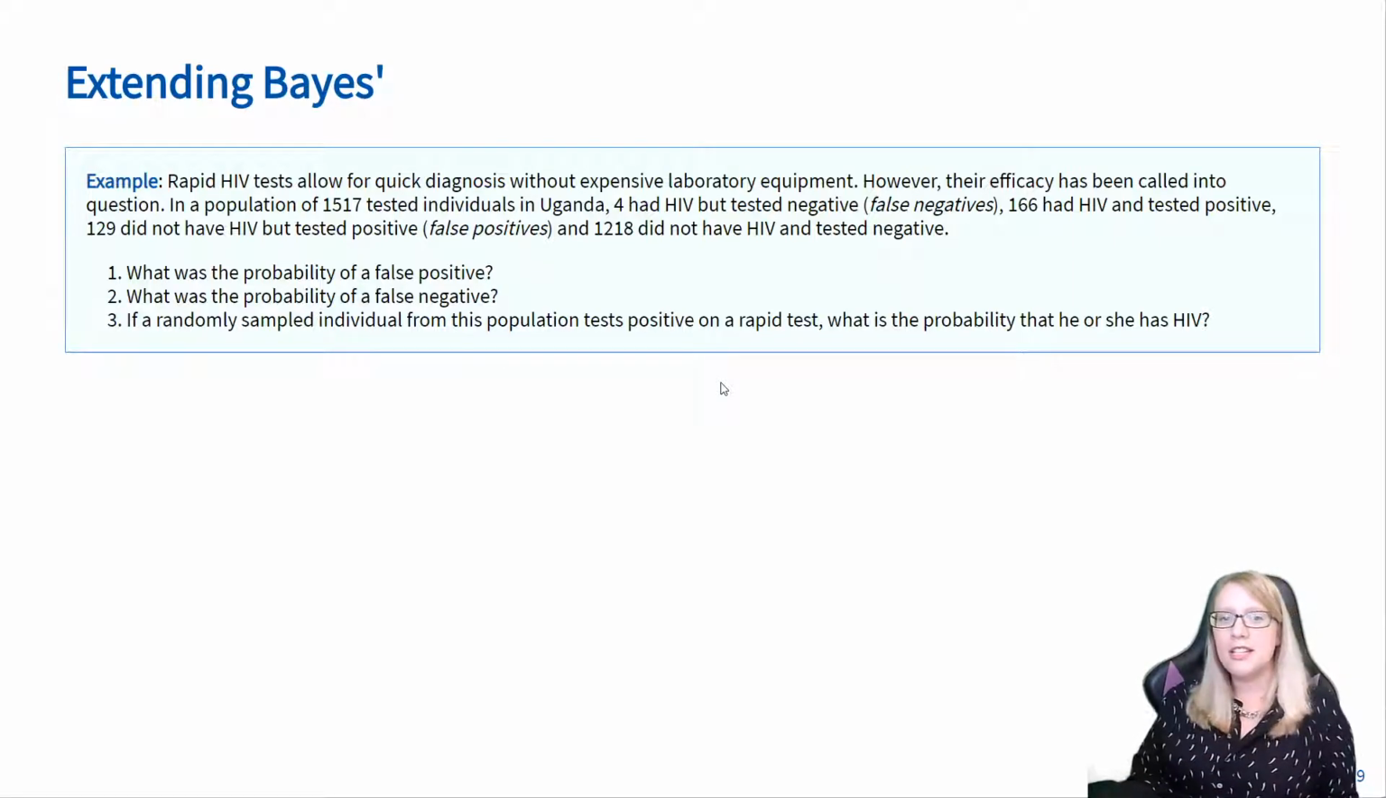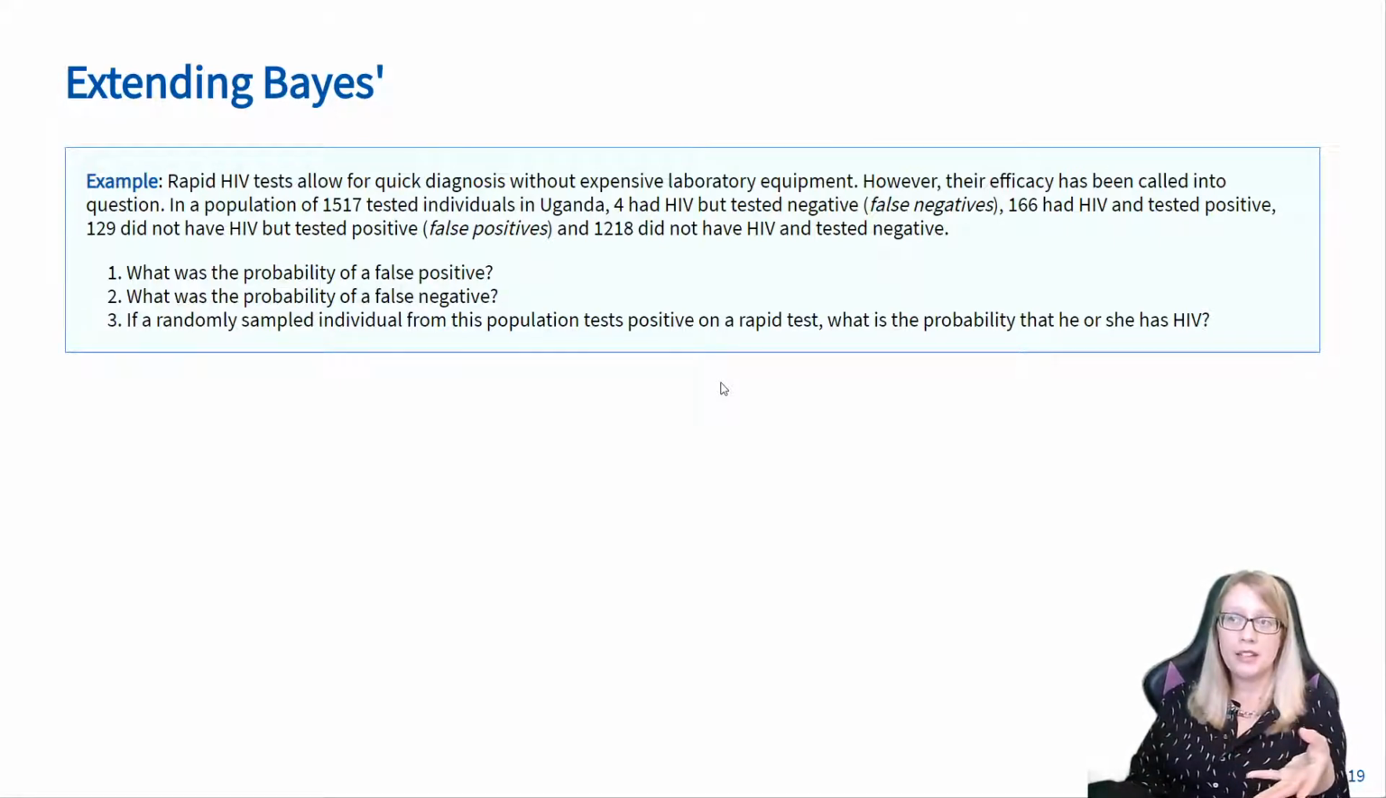Rapid HIV tests allow for quick diagnosis without expensive lab equipment, so they're pretty popular for that reason. However, their efficacy, or how well they work, has been called into question. We have data from a population of 1,517 tested individuals in Uganda, of which 4 had HIV but tested negative, 166 had HIV and tested positive, 129 did not have HIV but tested positive, 1,218 did not have HIV and tested negative.